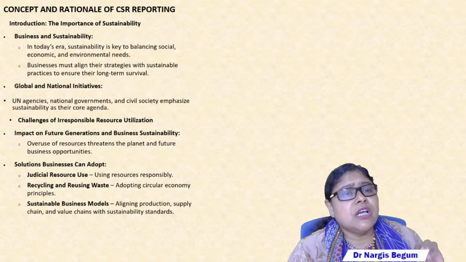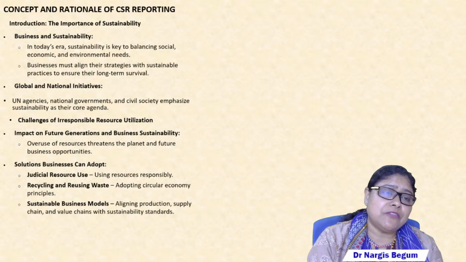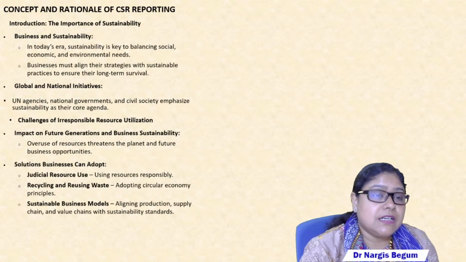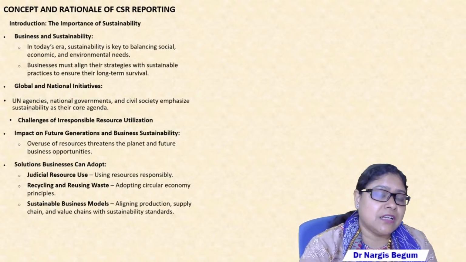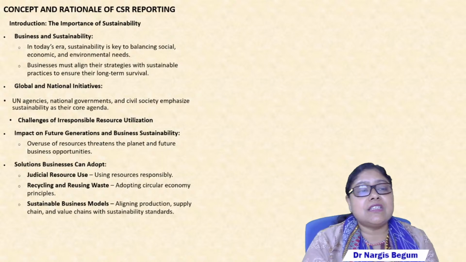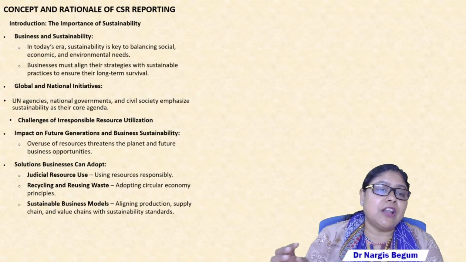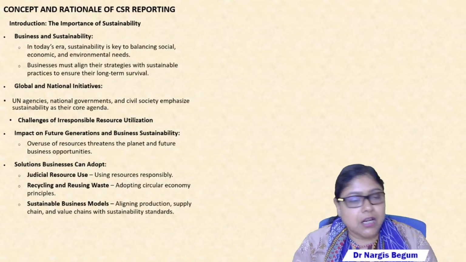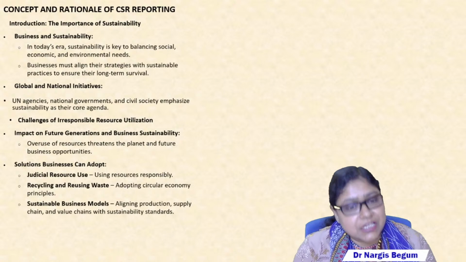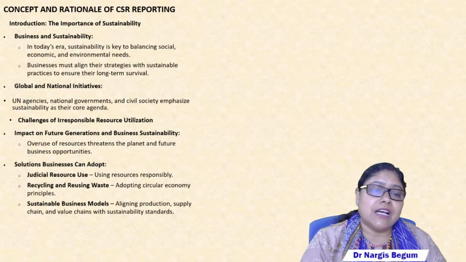When we're talking about businesses and sustainability, in today's era, sustainability is just a key of balancing between the social, economic, and environmental needs. That is the SDGs. That is the social, environment, and economical needs. So businesses must also align their strategies with the sustainable practices so that there is sustainability of the businesses, that is ensuring a long-term survival of the business. Now, what are the different important initiatives taken by the global and the national? Now, United Nations agencies, national governments, civil societies are emphasizing sustainability as the core agenda in their businesses.